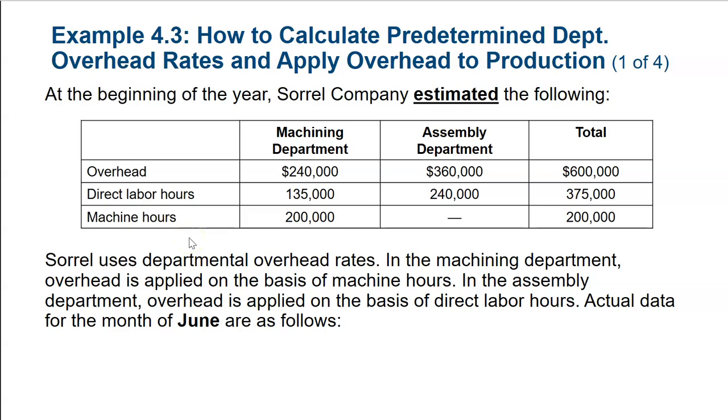But if we look at this example here, we see a couple of things. The fact that these numbers are different for the machining department and the assembly department really doesn't matter. But what does matter is right here, these four boxes. When we look at the assembly department, there are no machine hours in assembly.